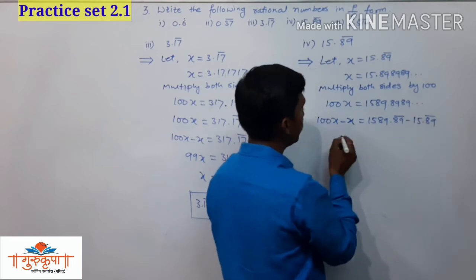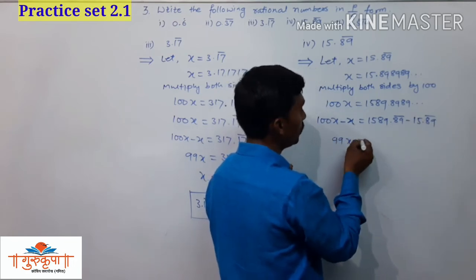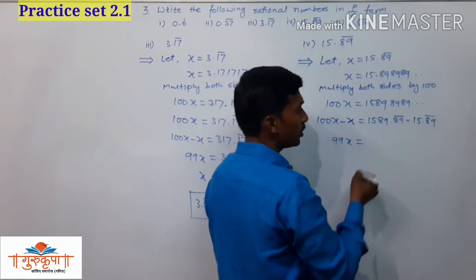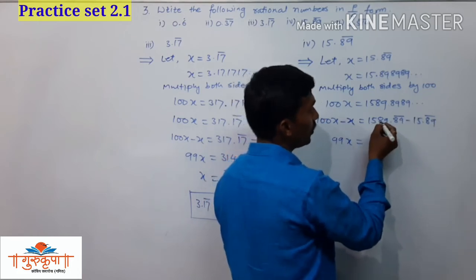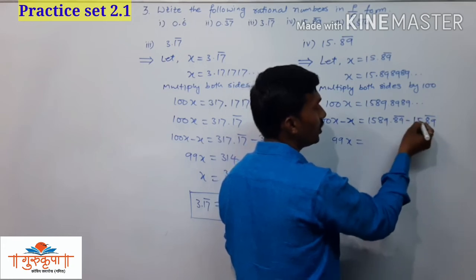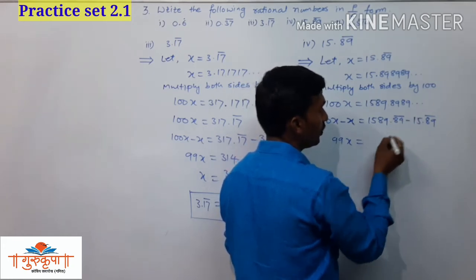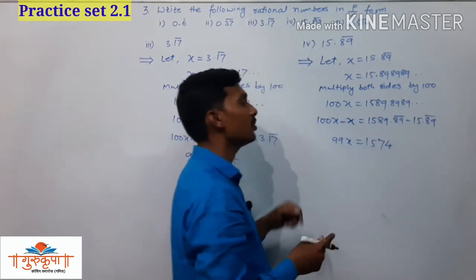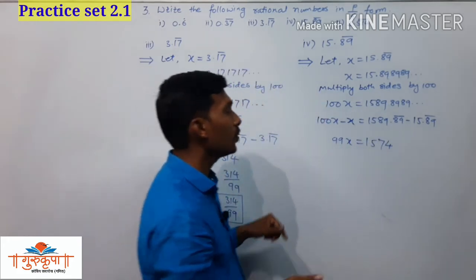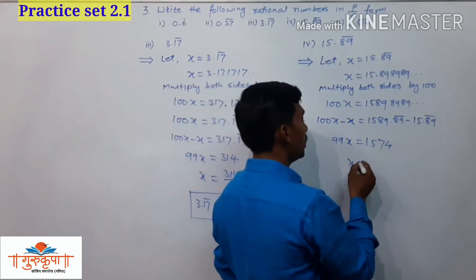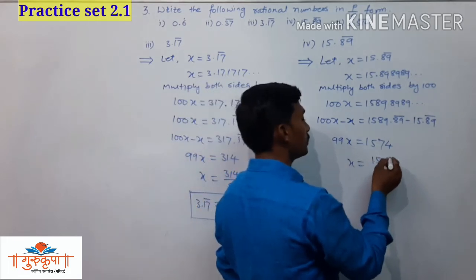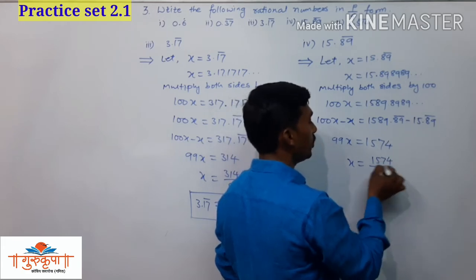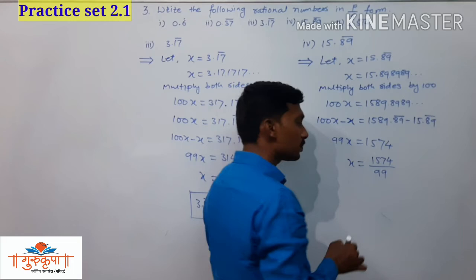Now take the subtraction, 99x is equal to, this recurring 89 minus recurring 89 will be 0, and this is 1589 minus 15. 9 minus 5 is 4, 8 minus 1 is 7, and this 15 remains as it is. So 1574 divided by 99.